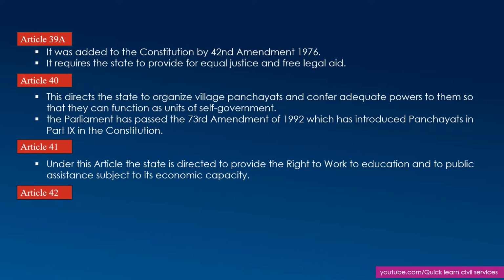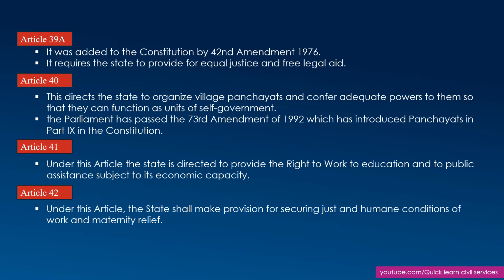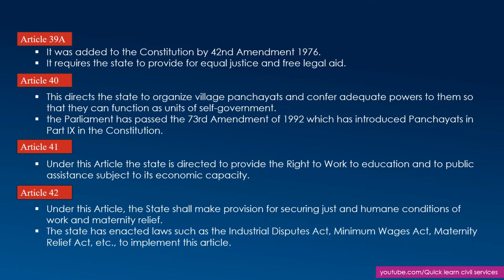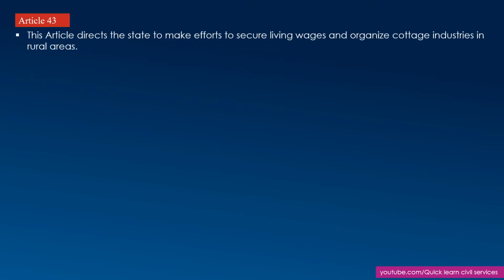Article 42. Under this article, the state shall make provision for securing just and humane conditions of work and maternity relief. The state has enacted laws such as the Industrial Disputes Act, Minimum Wages Act, Maternity Relief Act, etc., to implement this article. Article 43. This article directs the state to make efforts to secure living wages and organize cottage industries in rural areas.